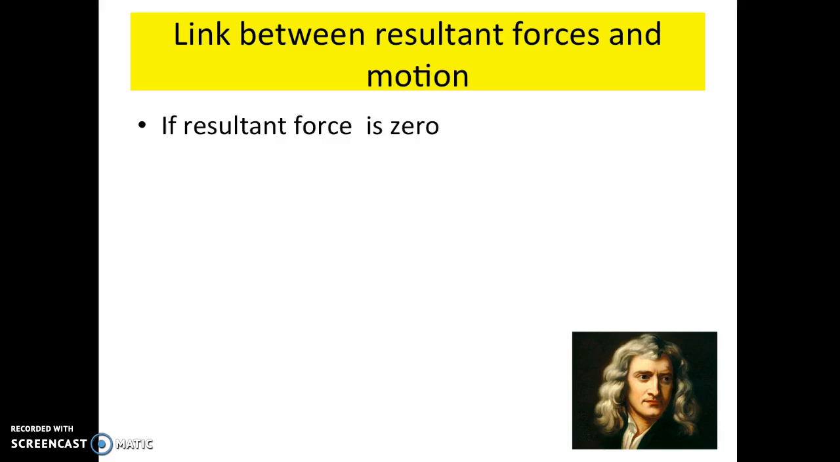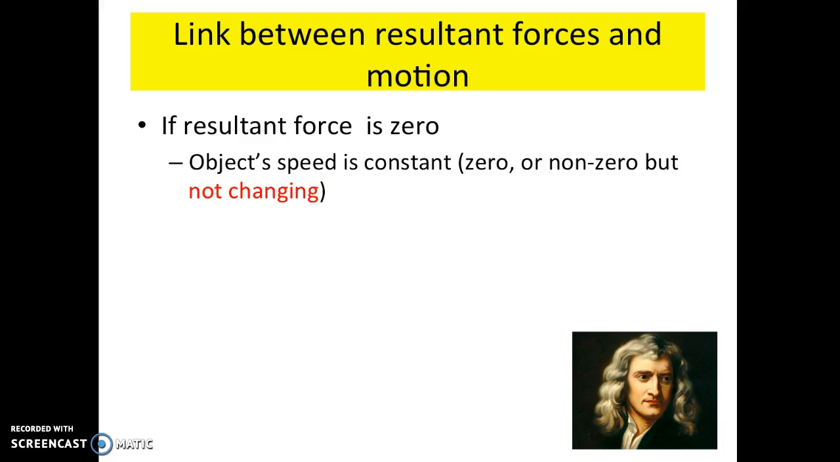You may recall from GCSE that the movement or motion of an object is dependent on the resultant force. So just quickly, if the resultant force is 0, can you please tell me what happens to the motion of the object? Okay, so if the resultant force is 0, hopefully you remembered that the object's speed will be constant. Now it might be 0 or it might be non-zero, but whatever is happening, it won't be changing. So if it's stationary, it will stay stationary. If it's moving, it will move at a constant speed.